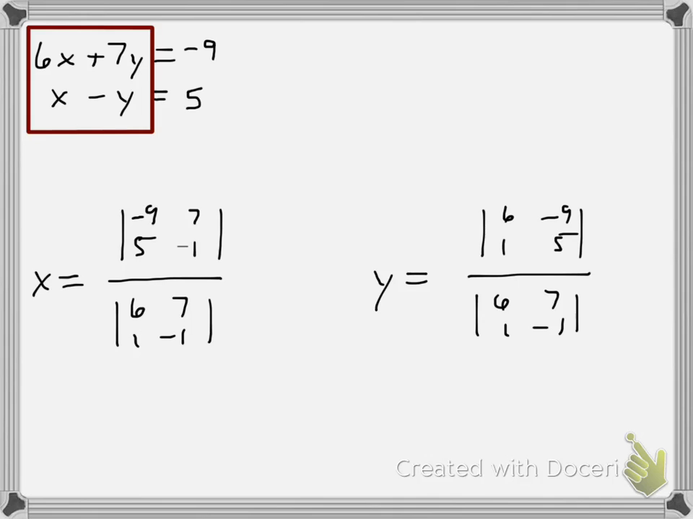So for x, we have on top 9 minus 35, which is negative 26. And on the bottom, we have negative 6 minus 7, which is negative 13. And that's a fraction bar or a division sign, depending on what the numbers are. Negative 26 divided by negative 13 is 2. So x is 2.